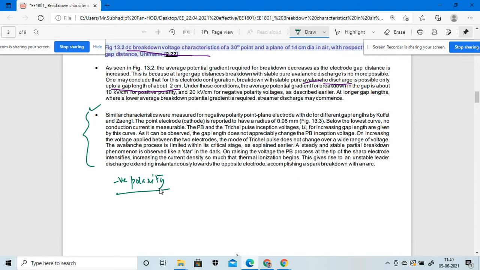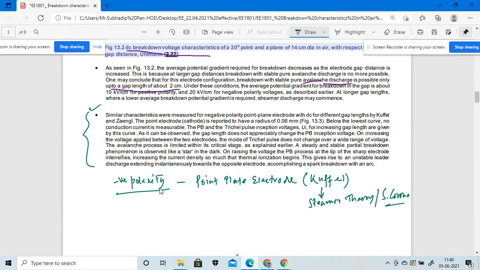In case of negative polarity, consider the point plate electrodes with DC and different gap lengths by Kuffel. Kuffel is a scientist who developed this streamer theory, or we can say the streamer corona. He observed these things.